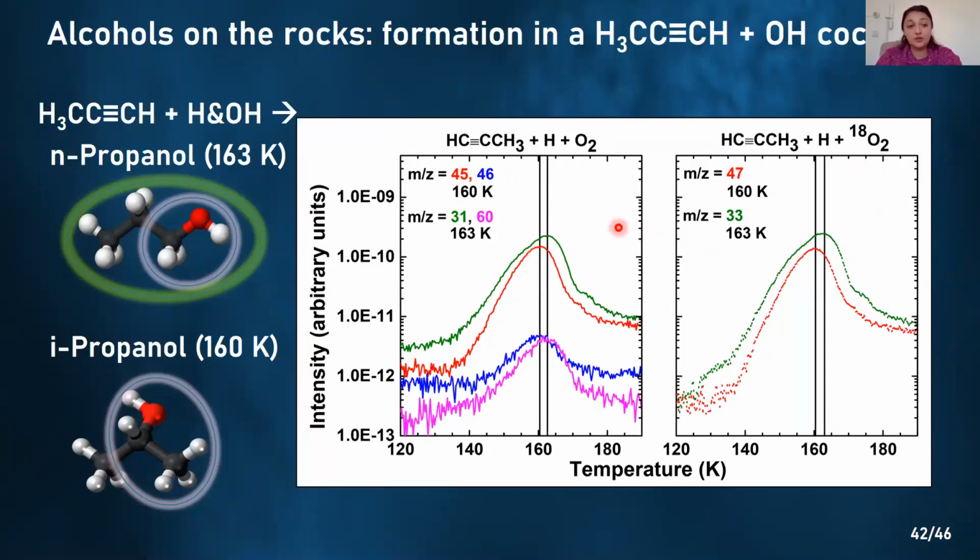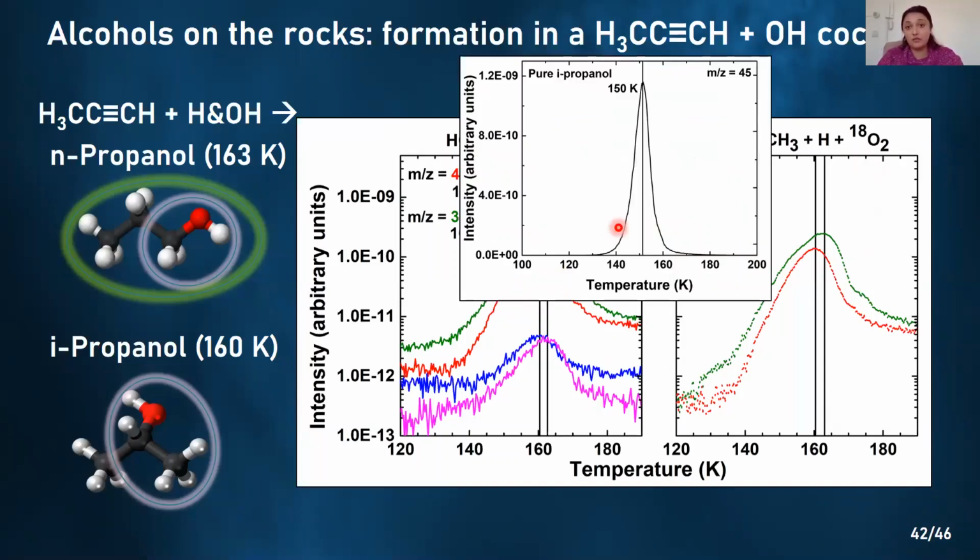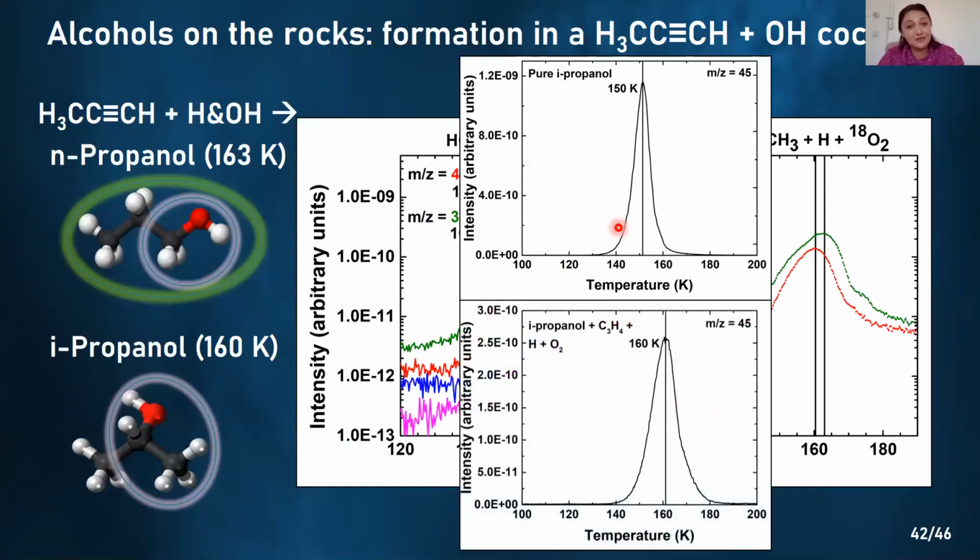The desorption temperature of pure I-propanol is around 150 Kelvin, but when trapped in a matrix with relatively less volatile species, the desorption temperature of I-propanol increases to around 160 Kelvin, which is the desorption temperature that we see in the experiment.